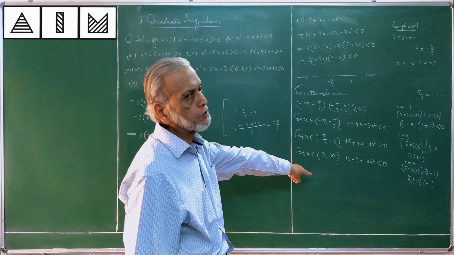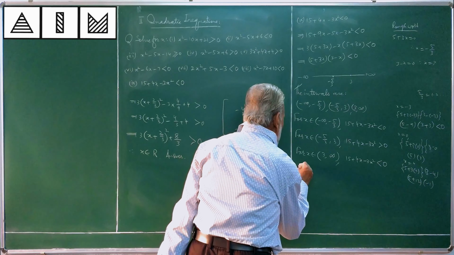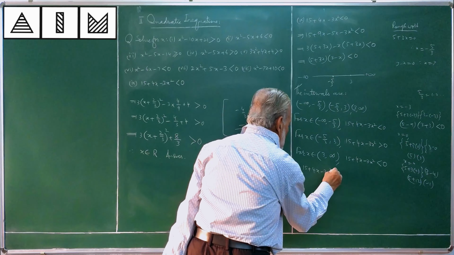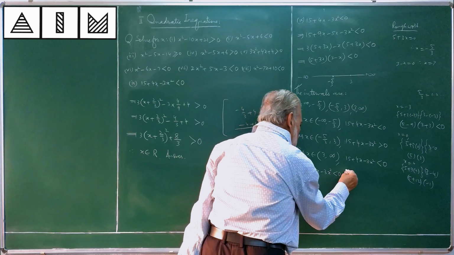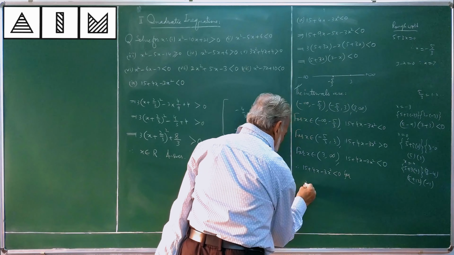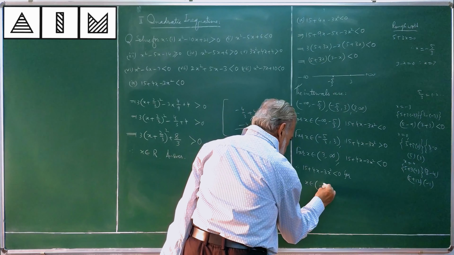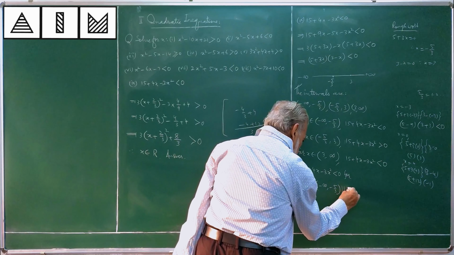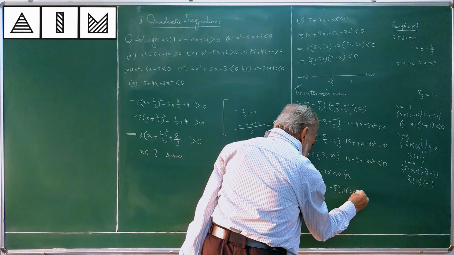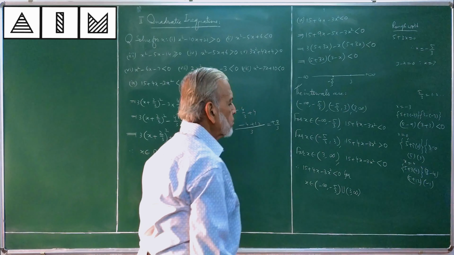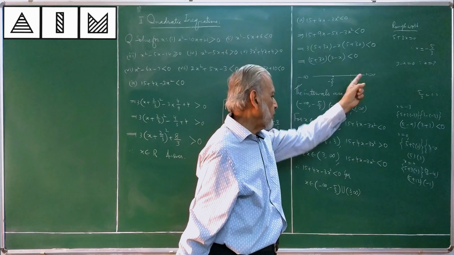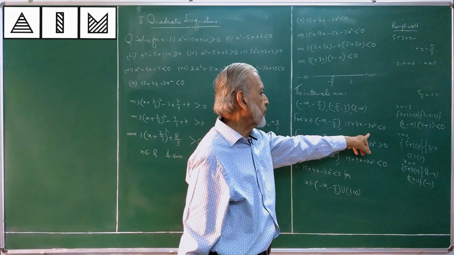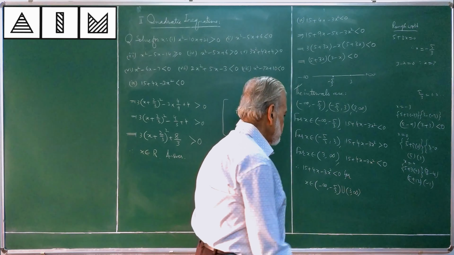So the first and the last. For x belonging to the first interval up to minus 5 by 3 or the last interval from 3 to infinity, in this interval it is negative, and up to minus 5 by 3, this interval it is also negative, and we require negative, these two. So this is the answer.